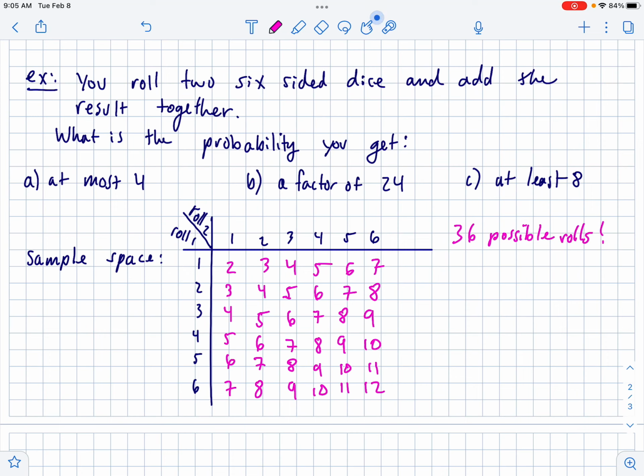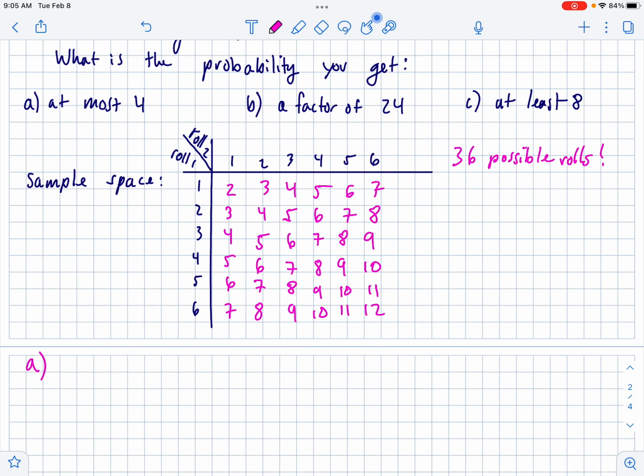Now, to answer these questions, A, B, C, and D, for part A, at most 4. Well, let's think. At most means you can have up to 4. So that would be these numbers right here. These are the at most 4. So there's 1, 2, 3, 4, 5, 6 out of the 36. So probability of at most 4 is 6 out of 36, which reduces down to 1/6.